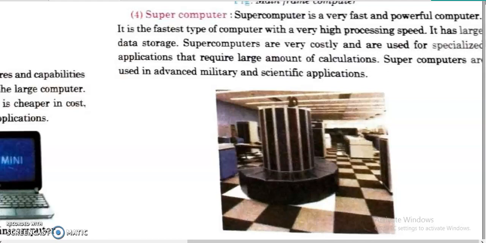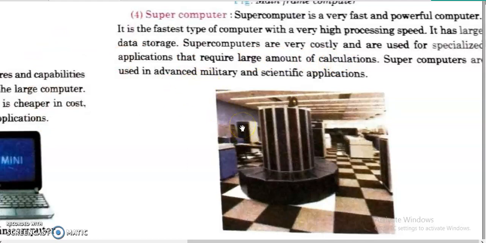Next comes the supercomputer. A supercomputer is a very fast and powerful computer. It is the fastest type of computer with a very high processing speed. It has large data storage. Supercomputers are very costly and are used for specialized applications that require a large amount of calculation. Supercomputers are used in advanced military and scientific applications.